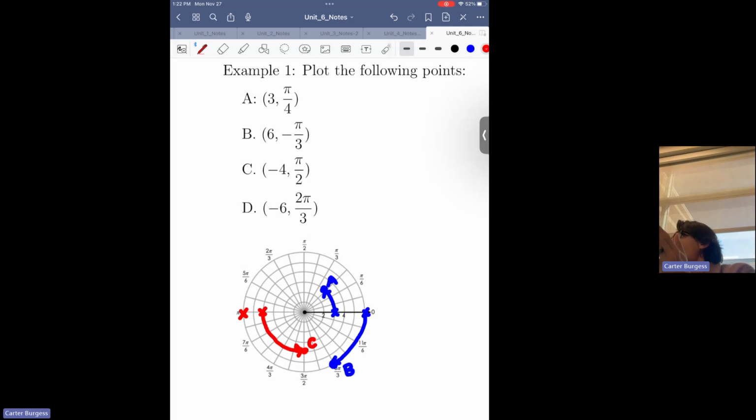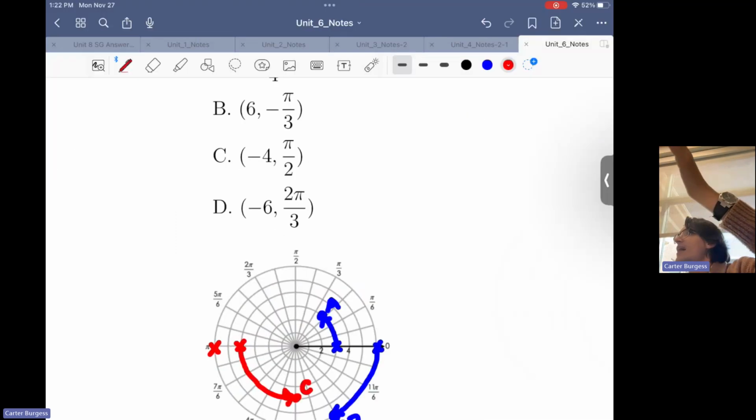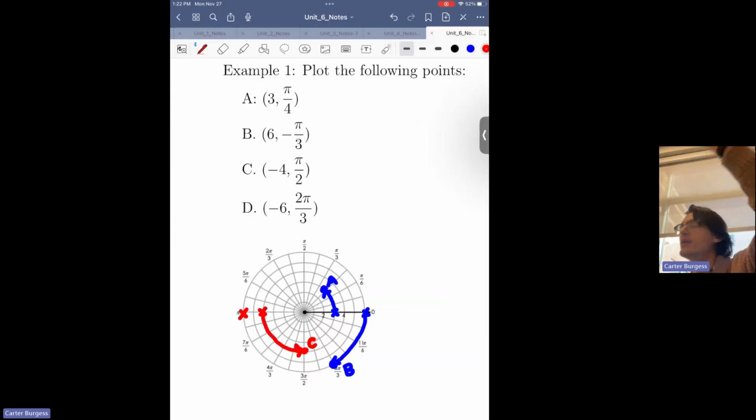So we're going to need to go a full 90 degrees and then a little bit more, not quite a half rotation. So a full 90 degrees and then a little bit more. That should take us to right here.